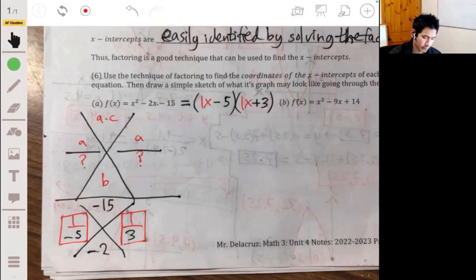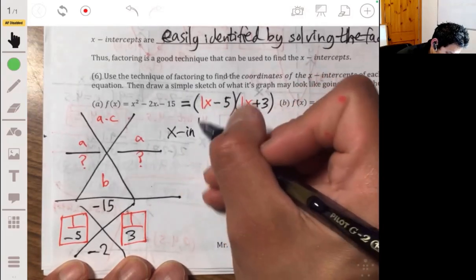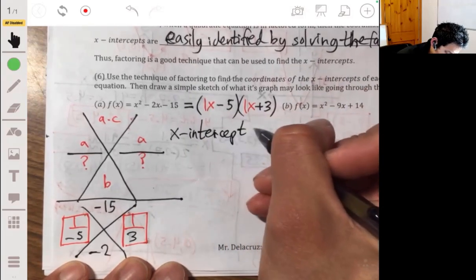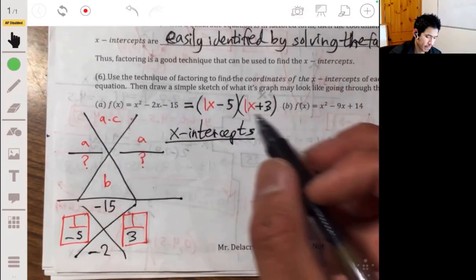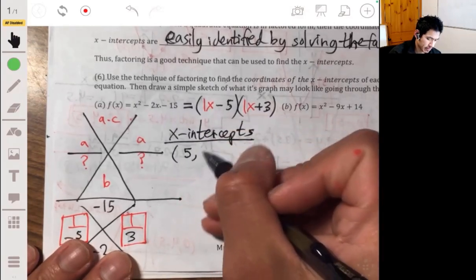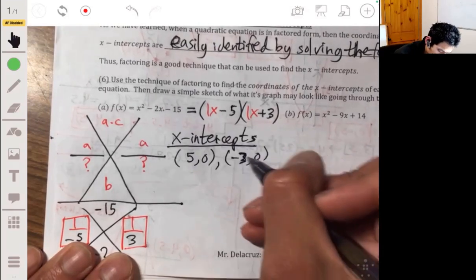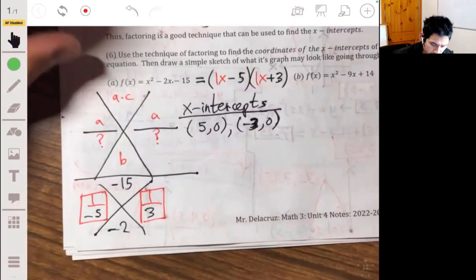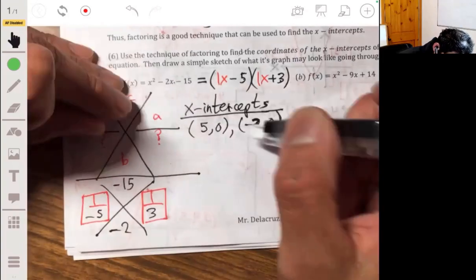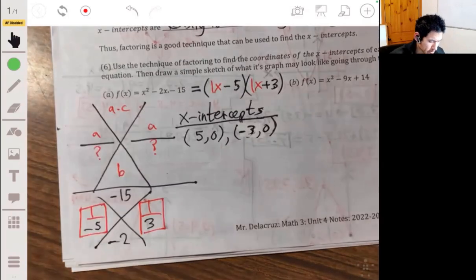And so here's the real power of this. The x-intercepts will be 5 and negative 3, or the points 5 comma 0 and negative 3 comma 0. So that's what you want to get out of this. I really don't like that negative 3. I'm going to use a whiteout and rewrite it. Negative 3 comma 0. So let's draw a sketch to really show what's going on here.